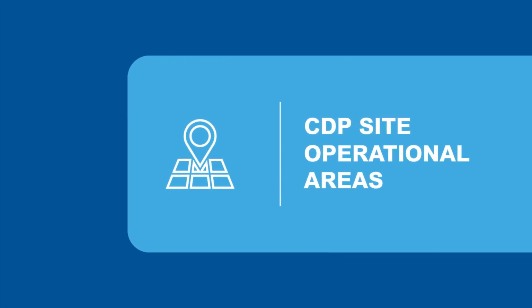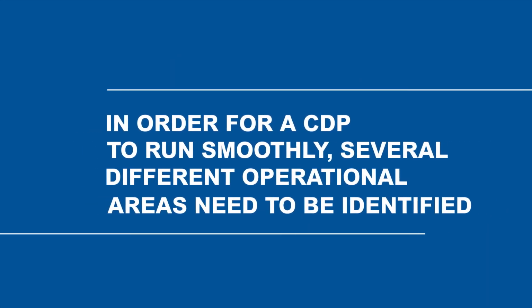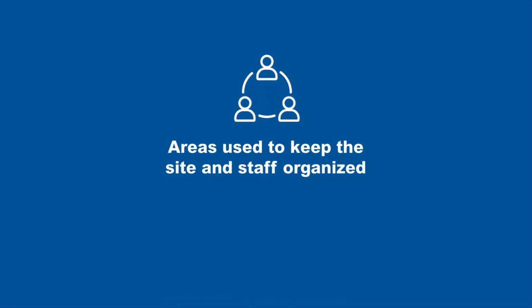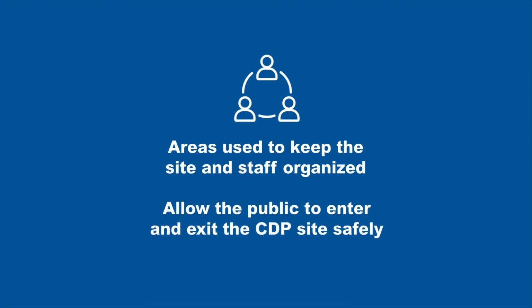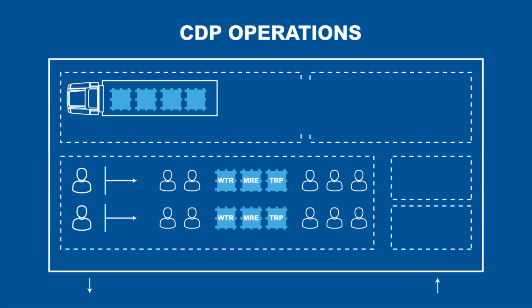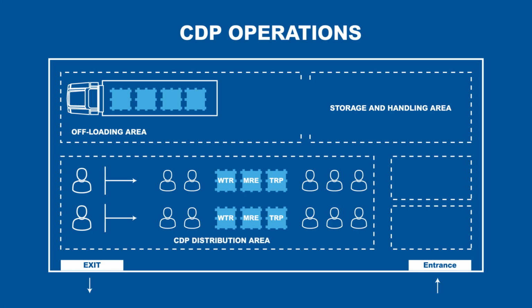CDP site operational areas. In order for a CDP to run smoothly, several different operational areas need to be identified. These areas are used to keep the site and staff organized and to efficiently allow the public to enter and exit the CDP site safely. Before operations are able to begin, spaces need to be identified for offloading, storage and handling, pedestrian entrances and exits, distribution, administrative activities, and staff breaks.